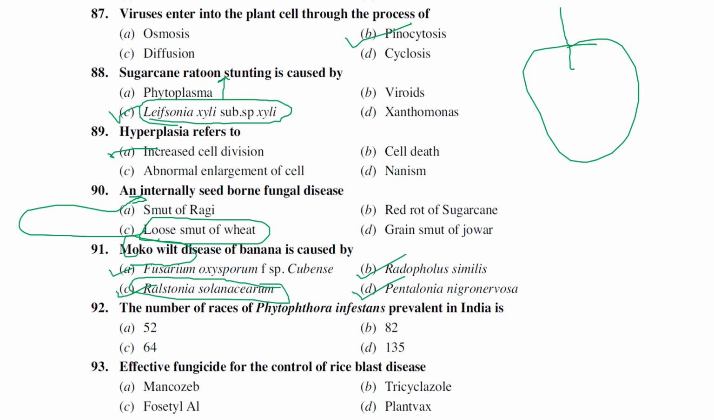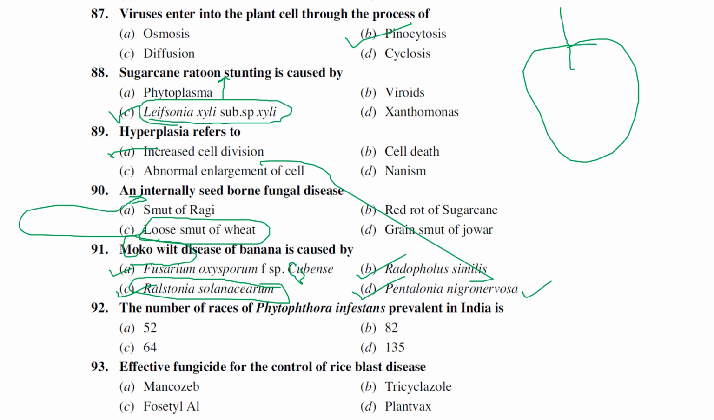Fusarium oxysporum f. sp. cubense, actually this letter is supposed to be a small letter, subspecies cubense, causes Fusarium wilt of banana. Radopholus similis is the banana burrowing nematode. Pentalonia nigronervosa is the black aphid, the scientific name of the vector which transmits banana bunchy top virus. Banana bunchy top virus is transmitted by the black aphid, Pentalonia nigronervosa.